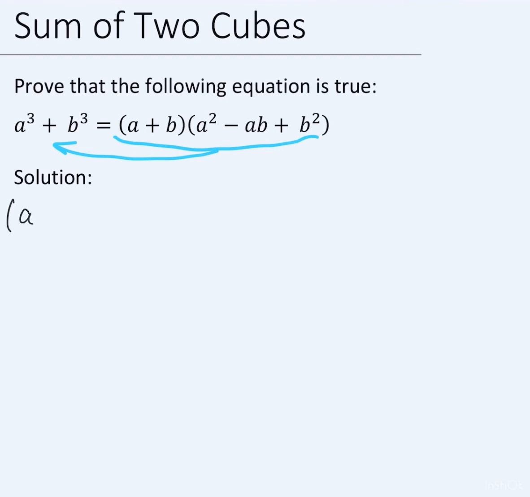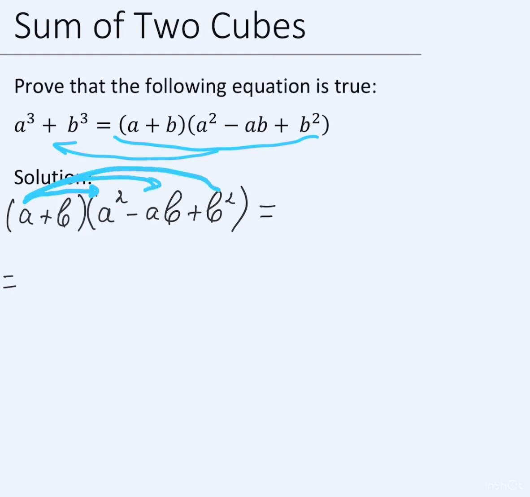As a first step, I'm going to rewrite the right side of the equation: (a plus b) multiplied by (a squared minus ab plus b squared). And then I'm going to open parentheses. The way I'm going to do this is I'm going to multiply the first term a with a squared, then with negative ab, and then with b squared. And then the second term b with a squared, with negative ab, and then with b squared.